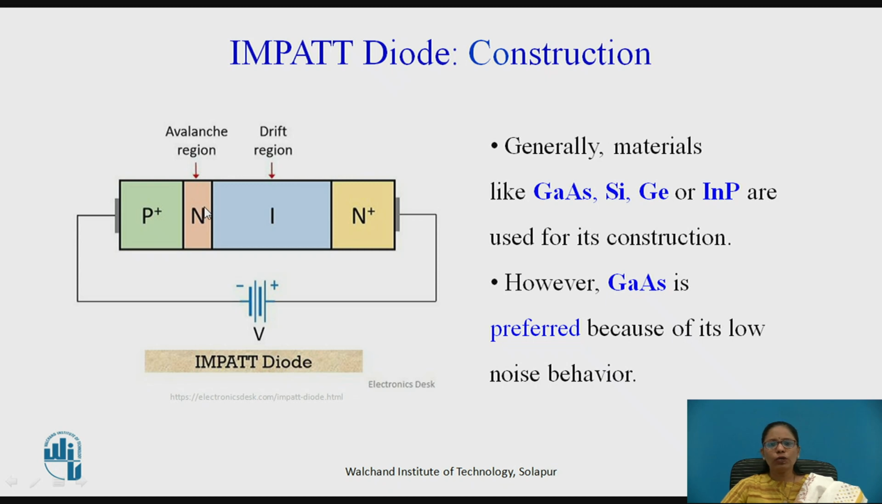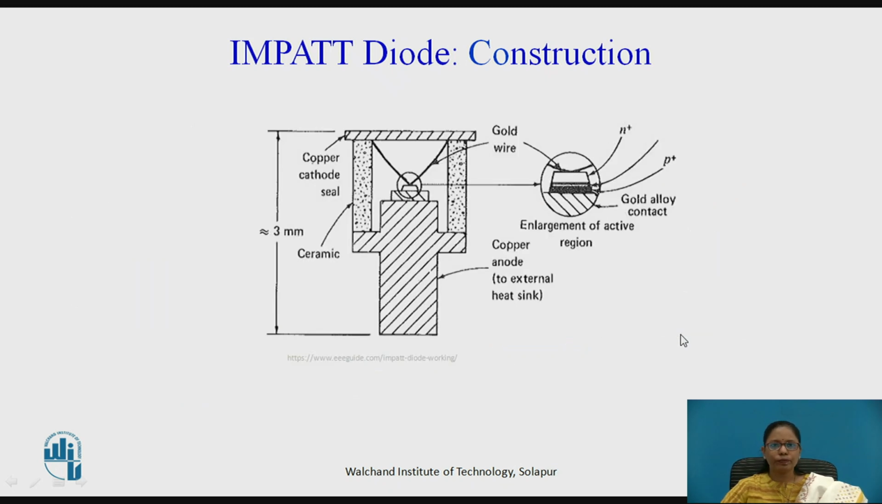And these diodes work in the avalanche region so they are reverse biased. So you can see that N is connected to the positive of the supply, P is connected to the negative of the supply. So these diodes work in reverse biased condition. However, gallium arsenide is preferred over the other wafers because of its low noise behavior.